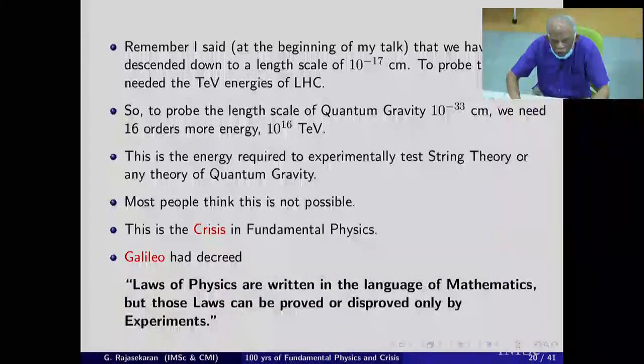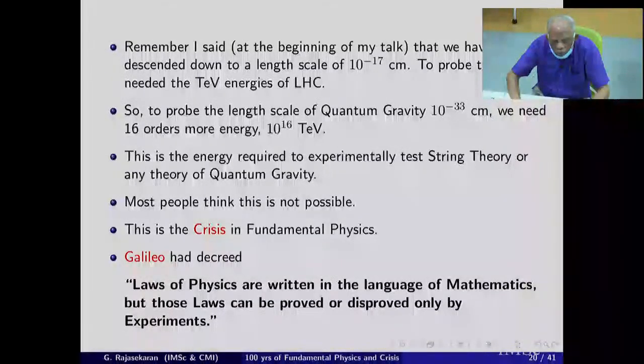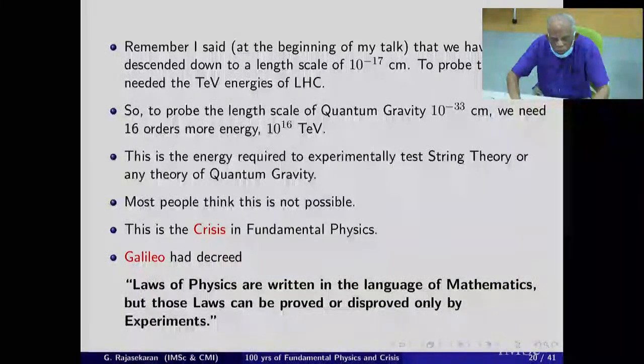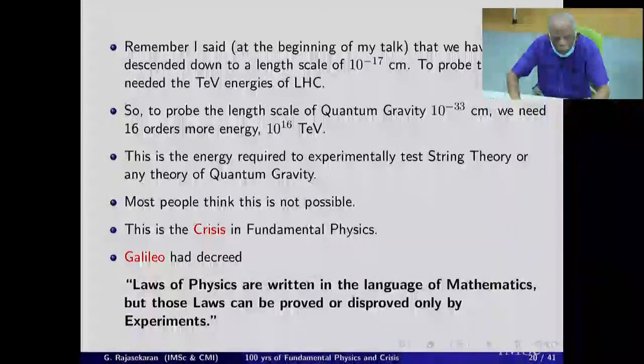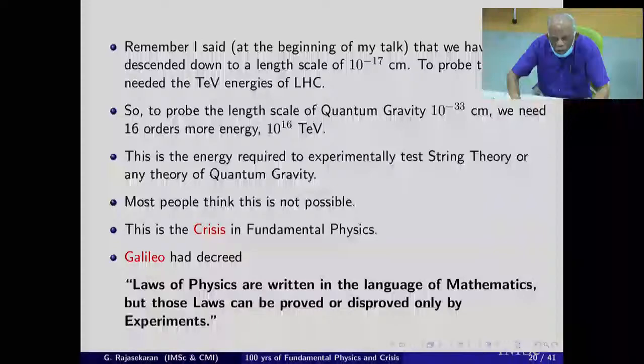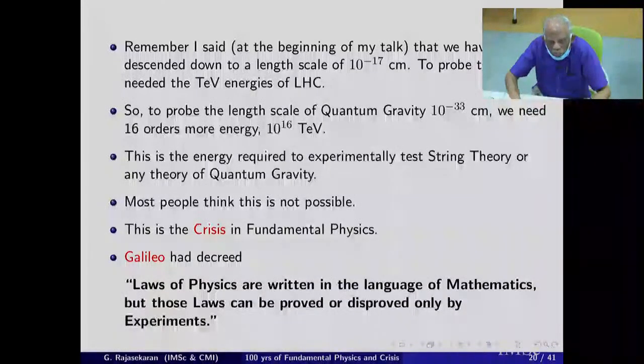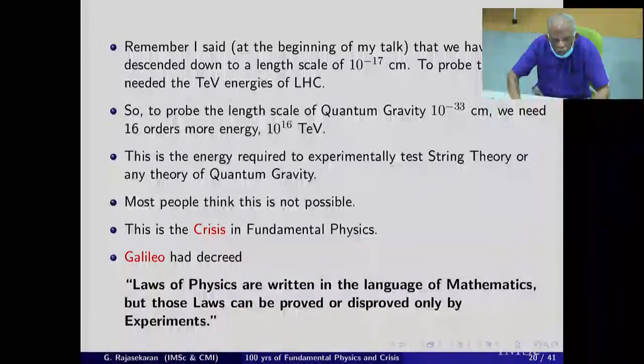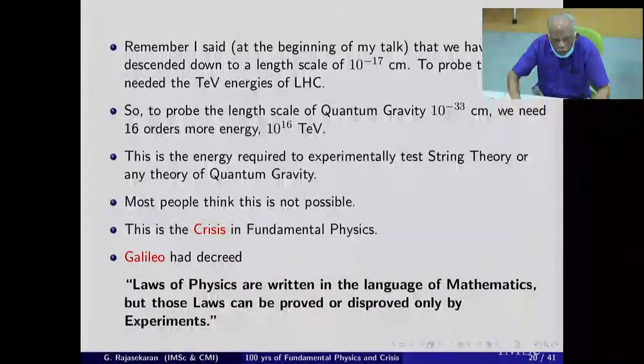Most people think this is not possible, and that is the crisis which I mentioned. Galileo decreed that laws of physics are written in the language of mathematics, but those laws can be proved or disproved only by experiments. For 400 years, physics has progressed only by following this path opened by Galileo. If we give up this path, that will be the end of fundamental physics. In that case, all the beautiful theories that we build for quantum gravity, including string theory, will remain as mere metaphysics. What is the way out?